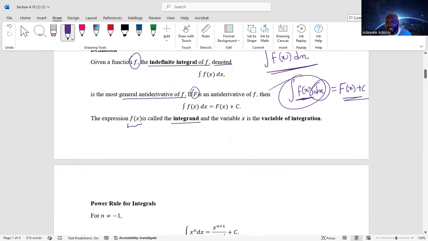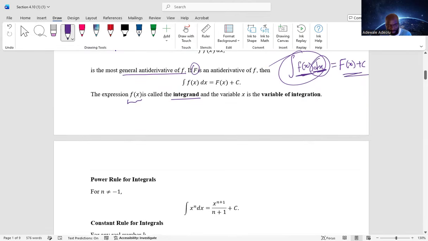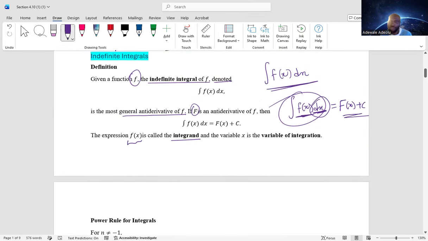The variable x is the variable of integration. And yes, this dx is very important. We need to put it there because it shows what we are integrating with respect to. For now, I will just leave it as such. In your next class, you are going to learn more about this dx.